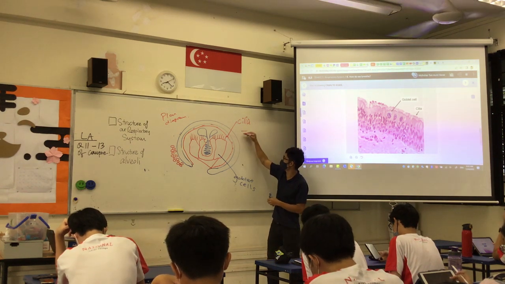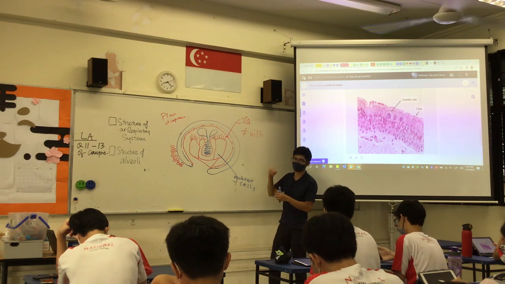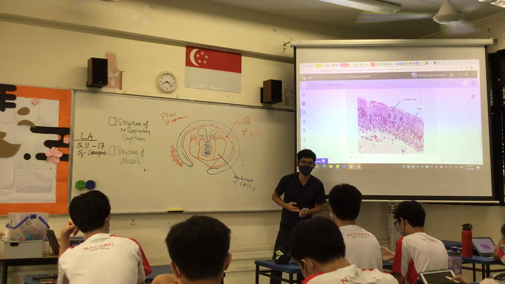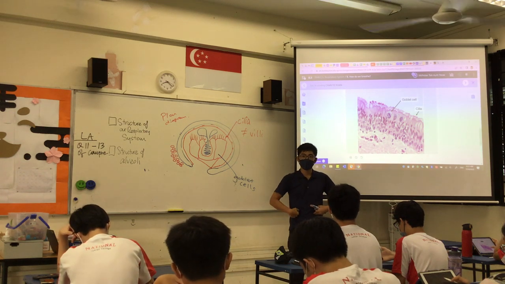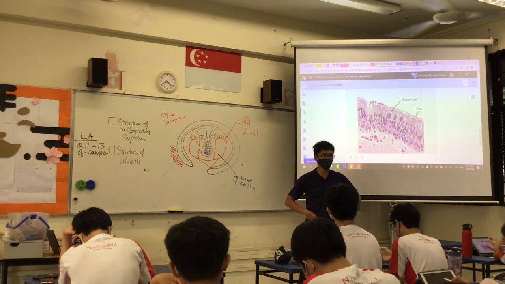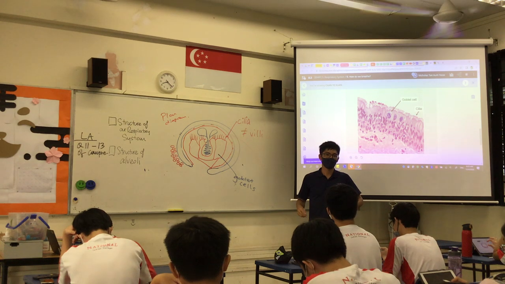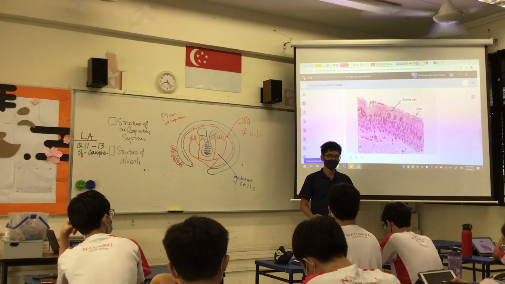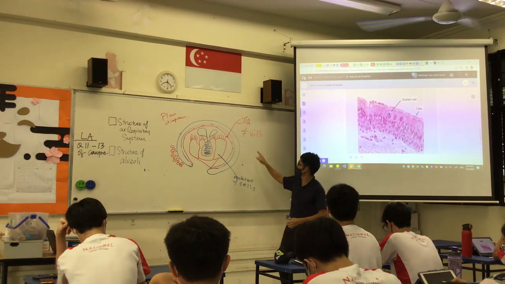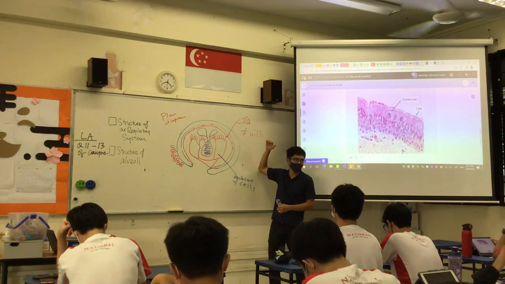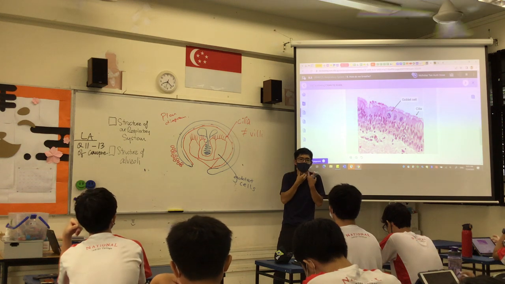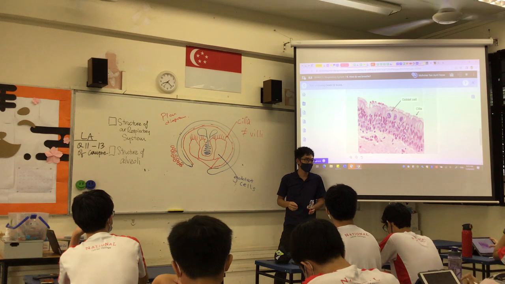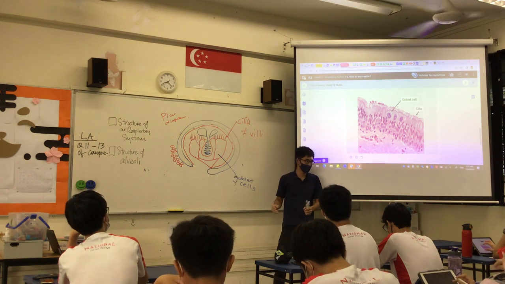Cilia is not equal to villi. Remember what villi is? Where do you find villi? Small intestines. What's the function of villi? Increased surface area for absorption of nutrients. Your respiratory system has cilia, not villi. You don't absorb anything as air goes down the windpipe through the bronchus and the bronchioles. It's really just air.